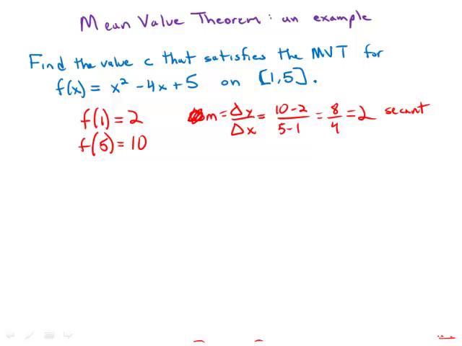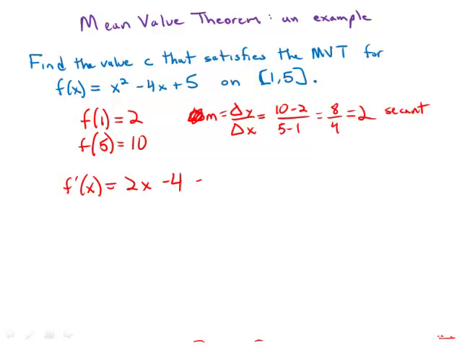And so what the mean value theorem says is that there must be some point on that interval where the tangent line also has a slope of 2. In other words, the tangent line is parallel to the secant line. So we take the derivative. Of course, the derivative is 2x minus 4.